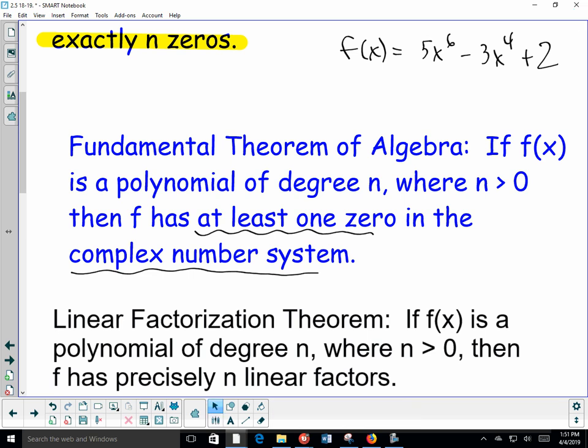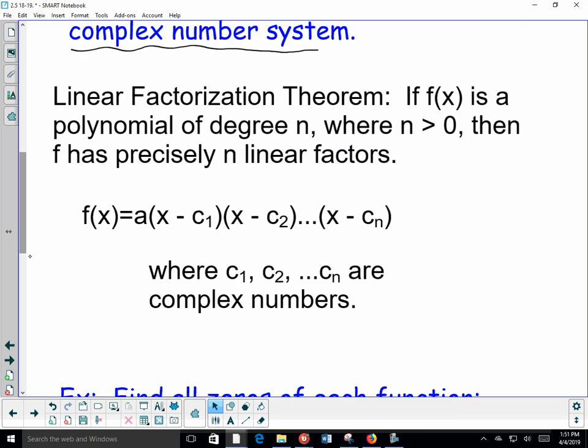All right, that leads us to the linear factorization theorem, which says if f of x is a polynomial of degree n, where n is greater than 0, then that function f is going to have precisely n linear factors, which makes sense because if it's degree n, it's going to have n zeros. So to get the factors, you would just do x minus each zero. Make sense? Oh, by the way, the n factors would look like this.